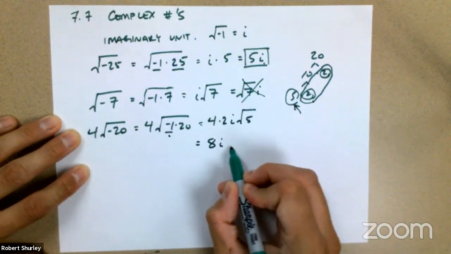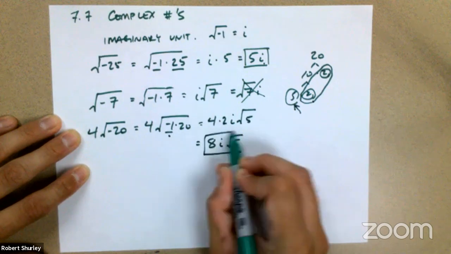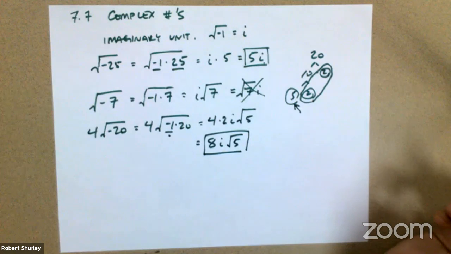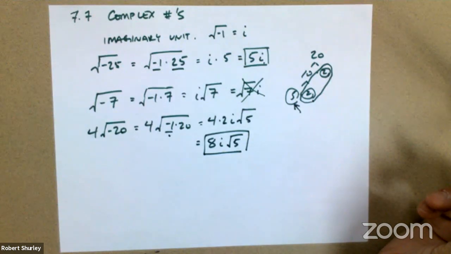So we wind up with 8i square root of 5, okay? 8i square root of 5. Questions? I'm trying to think of anything that might be kind of goofier.